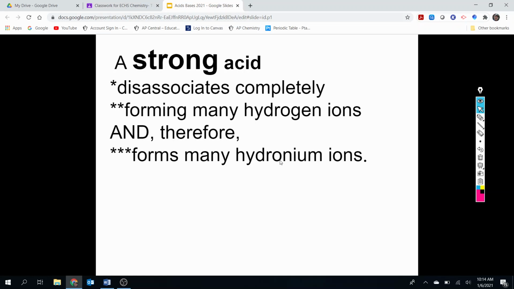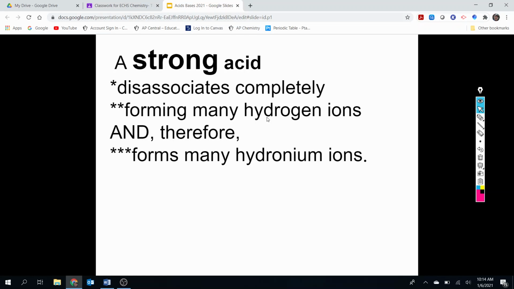A strong acid. Okay, so you may hear people talk about if an acid is strong or weak. If it is a strong acid, that means that it dissociates or separates completely in water or in a liquid and forms lots and lots of hydrogen ions, which of course then transform into hydronium ions. So the thing to remember is that it breaks apart completely, okay, and so forms lots of hydrogen atoms. That is going to be a strong acid.